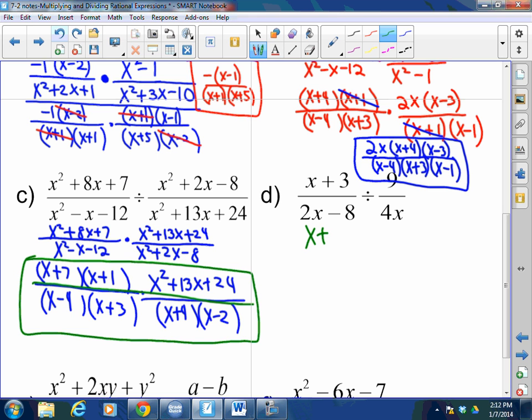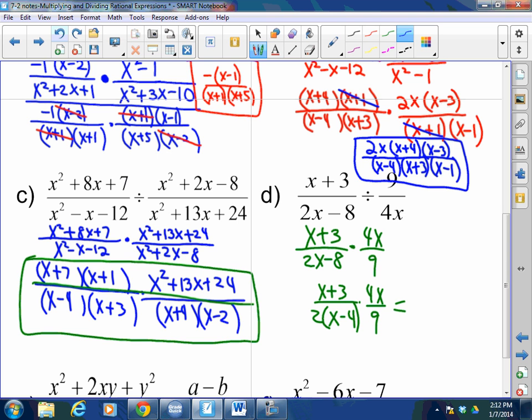Stay, change, flip. So in this case, I got an x plus 3. I got a 2, so I got an x minus 4 times 4x plus 9. So I can get rid of a 2, but that's it. So I'm going to have 2x times x plus 3 over 9 times x minus 4. Does that make sense?